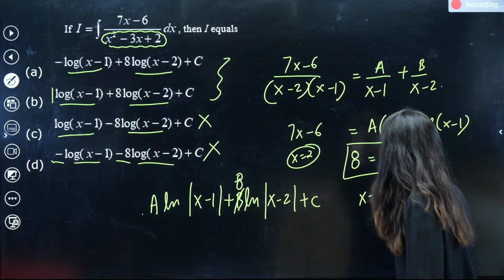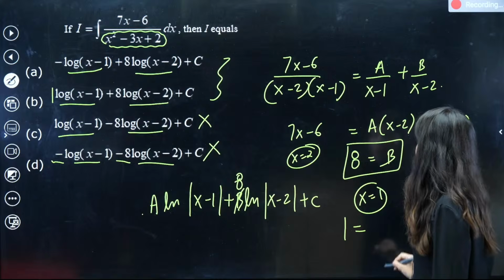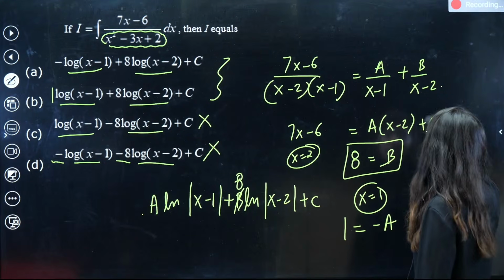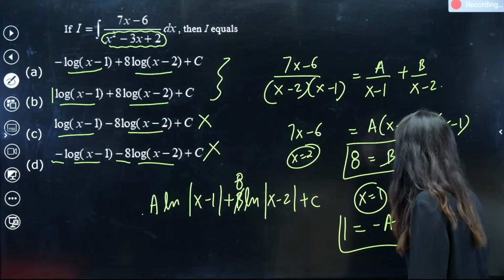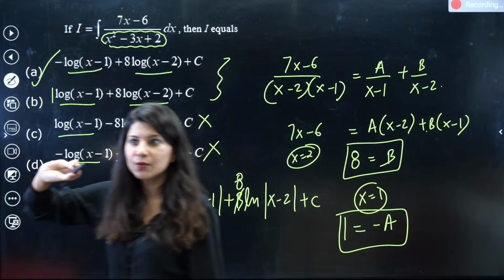For that, put x equals 1 on both sides. The moment I put x equals 1, I'm going to get 1. The moment I put x equals 1 over here, I'm going to get minus a, and this is 0. So a is coming out as negative 1. Can you clearly see that option A is absolutely right?